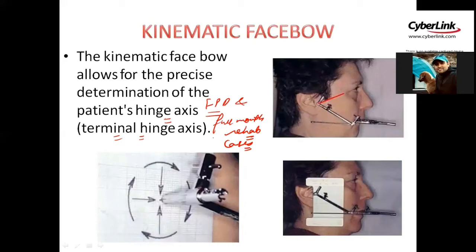Okay, pure rotational movement you will get when there is 12 to 15 degree movement of your condyle, right? And there is maximum incisal separation of 20 to 25 mm, which I have already discussed. Okay, true hinge axis should be located and marked before using the face bow, right? So what we can do is, in kinematic face bow, we record pure rotational movement, right?